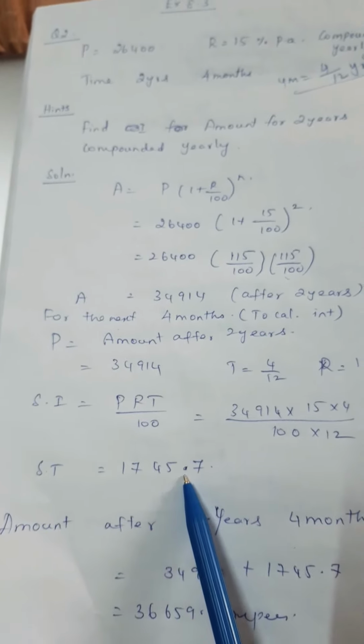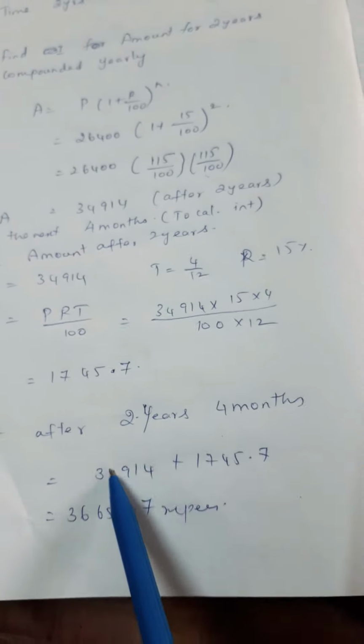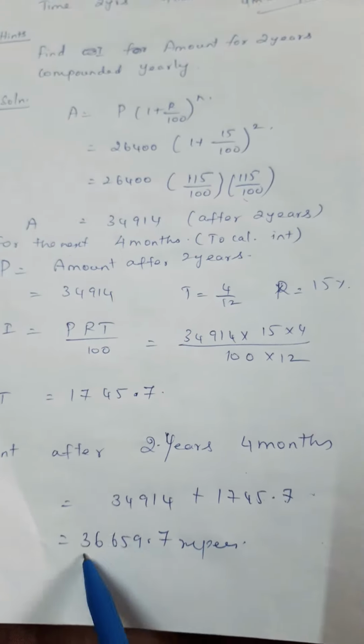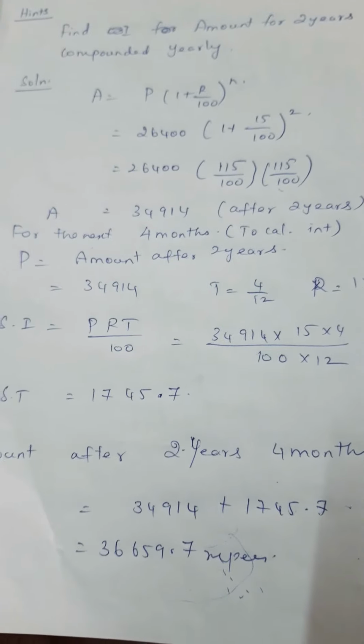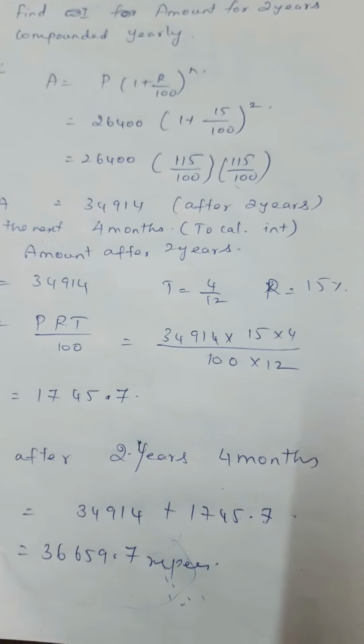Then we have to find the amount. Amount can be calculated by adding 34,914 plus 1,745.70. You will get this as the answer. So this is what we have to calculate if months come in compound interest. Okay, let us move to the 12th question.